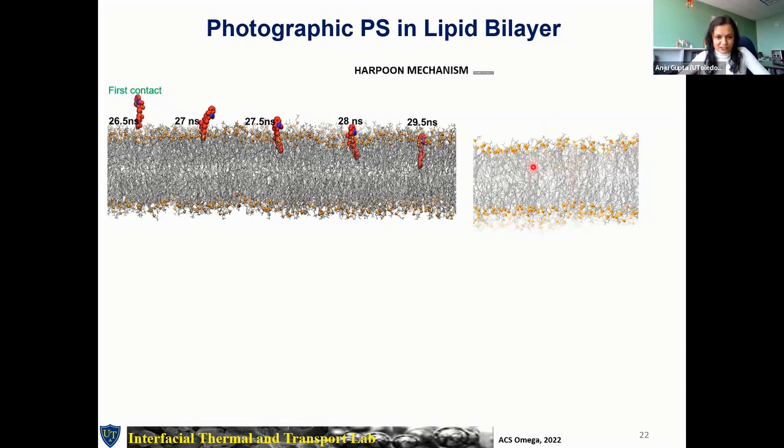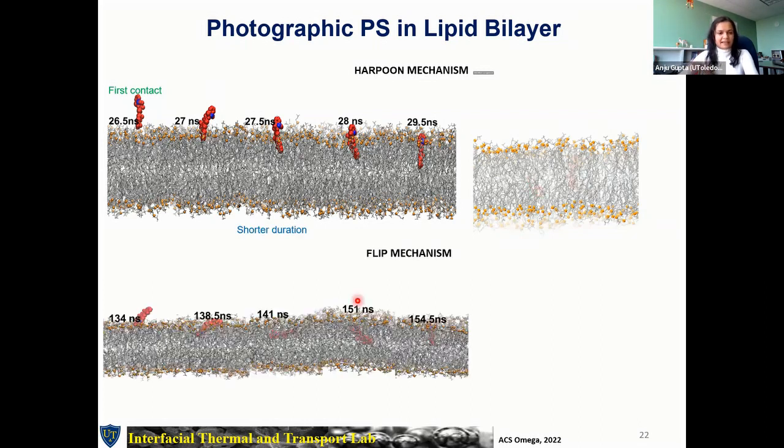Okay, so the video is not working for some reason, but that's okay. And then after 29.5 seconds, we kept running the simulations. And we noticed that the second contact was made at 134 nanoseconds. I wish I had the video to show this flip, but that's okay.